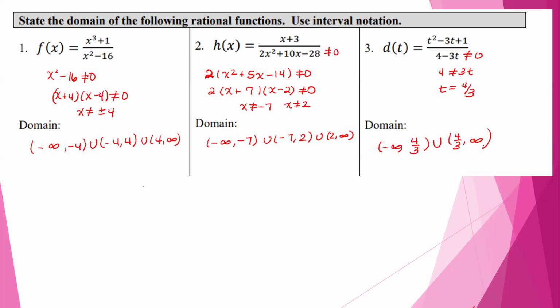Now, how about if I do this? I put 1 above it. Now this can't be negative, but it also can't be what? 0. So now we change it to that. So it just depends on the type.